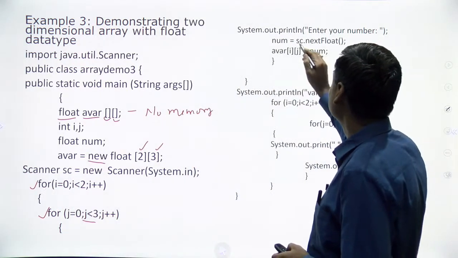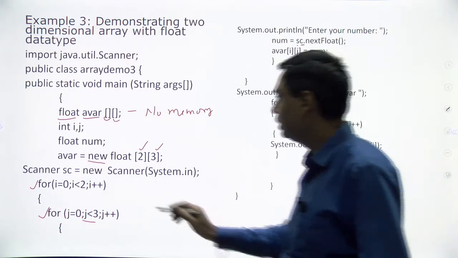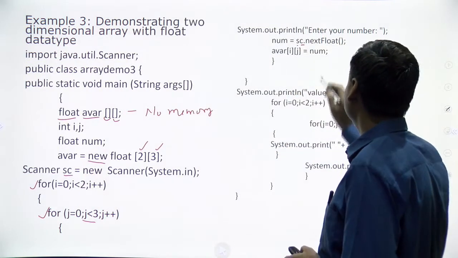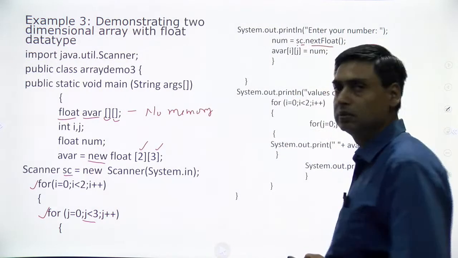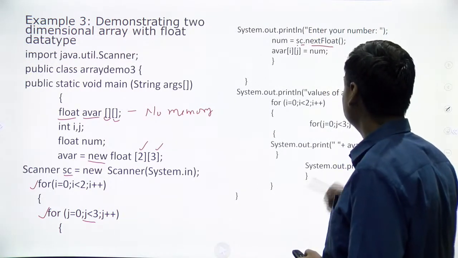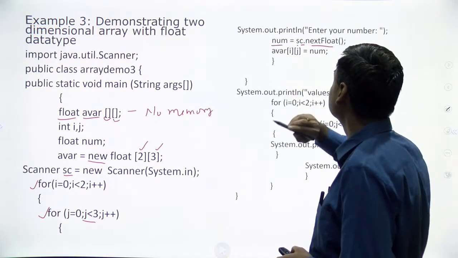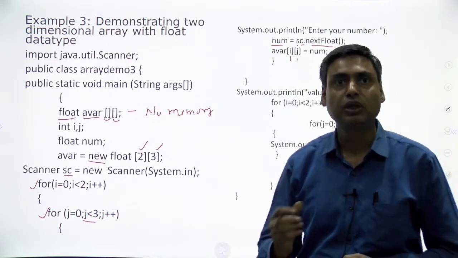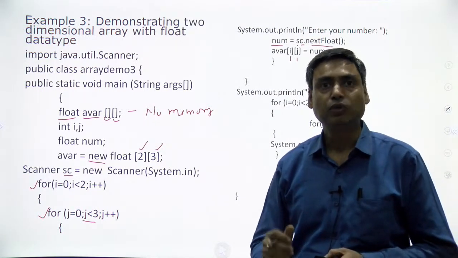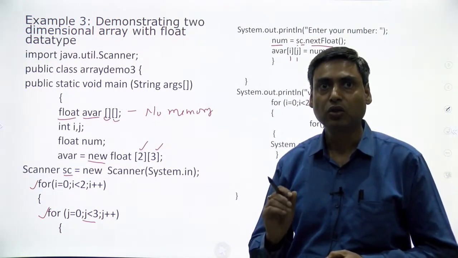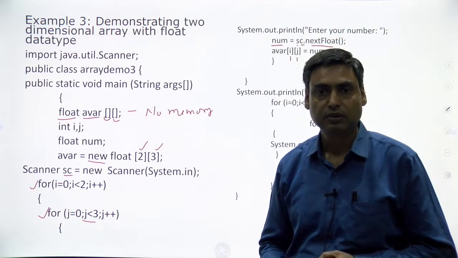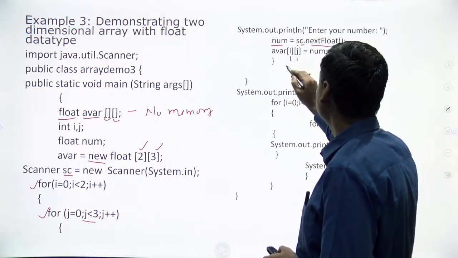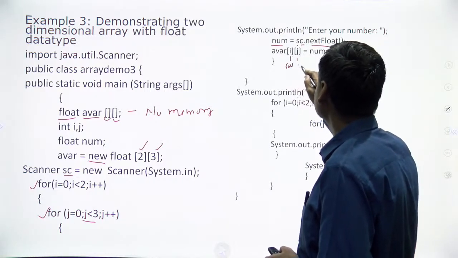Then we are using the sc object, which is already created, to get a value from the user. Then I use the method nextFloat. The value will be taken from the user and stored in a variable num. Then we are using i and j because it is a two-dimensional array. If it is a one-dimensional array, it will take only one index, one bracket. If there is a two-dimensional array, we use two brackets here, one for row and this is for column.